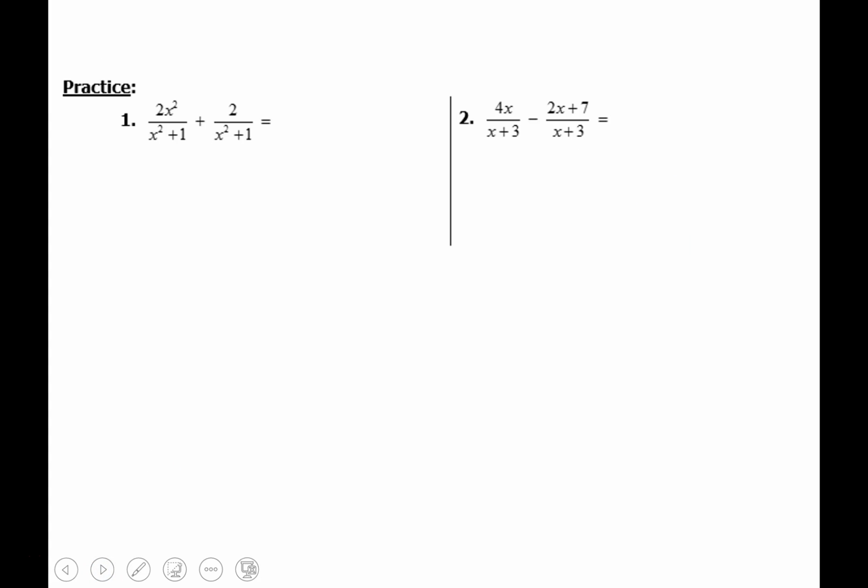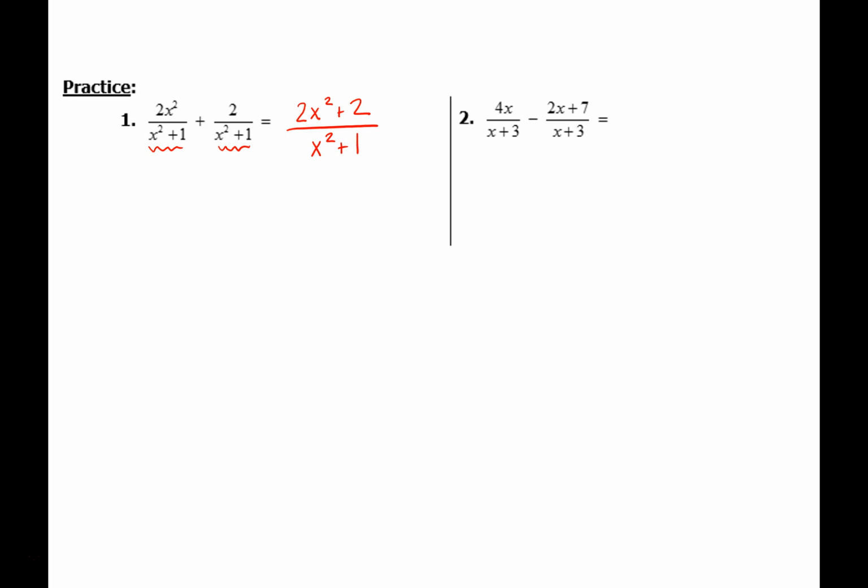Let's look at a couple of problems that are similar. So in this first one, we have two rational expressions that we're adding together, and notice here that the denominators match. They are both x squared plus 1. That means that we can add the numerators together. So we're doing 2x squared plus 2 all over the common denominator of x squared plus 1.